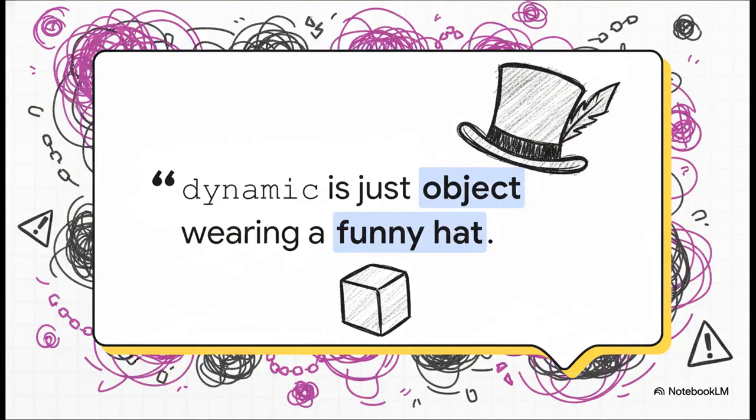And you know, Eric Lippert, who's one of the geniuses who worked on the C# compiler, came up with the perfect way to think about this. He said, dynamic is just object wearing a funny hat. And that's brilliant, because underneath, it's really just a plain old System.Object, but it's wearing this special hat that signals to the compiler, hey, treat this one differently. We're doing things at runtime here.